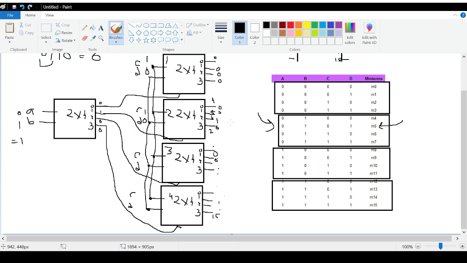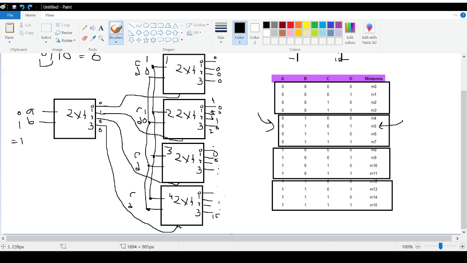So for decoders, when you're asked to construct larger decoders using smaller ones, draw the truth table first and always pass the LSB through the input of the decoders, and you need to understand that the MSB will be used as enable bits of the decoders.